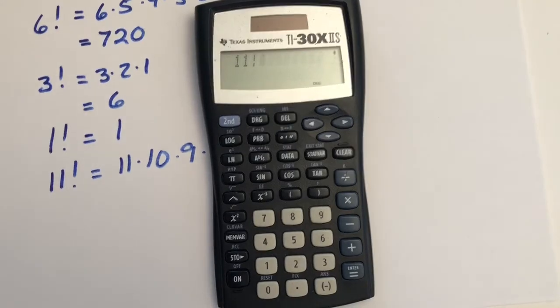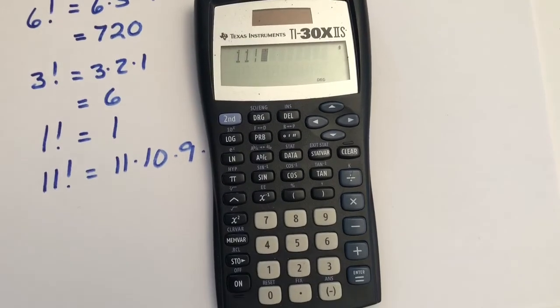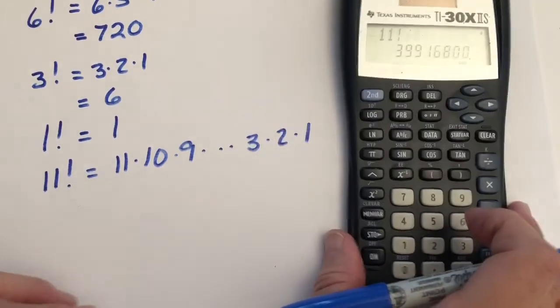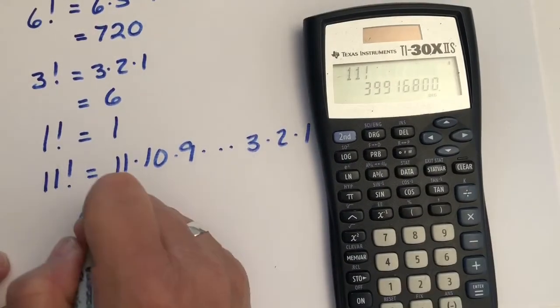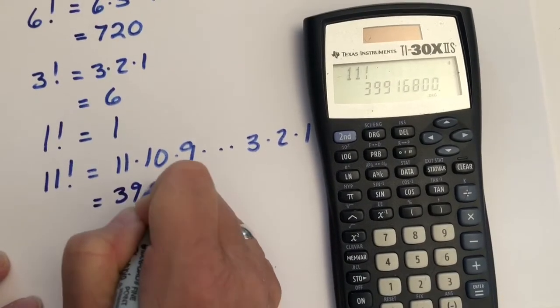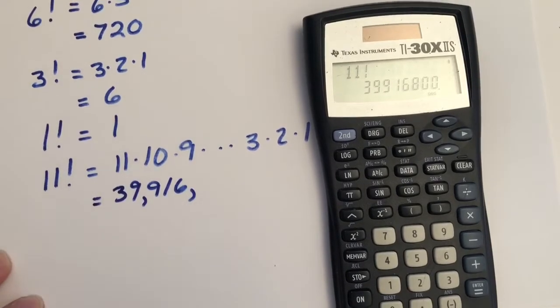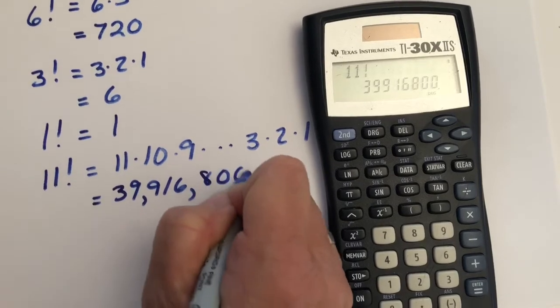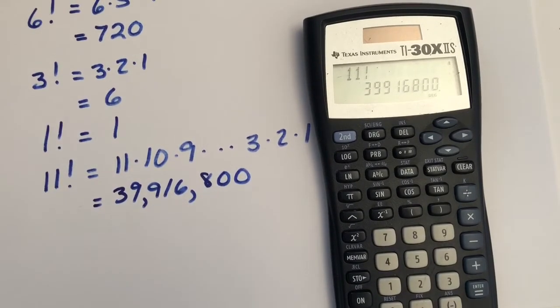So I hope you can see on my screen it shows 11 factorial, and I press enter. And we have that very large number. It looks like 39,916,800. And so you can see that factorials get very large very quickly, and that was just 11 factorial.